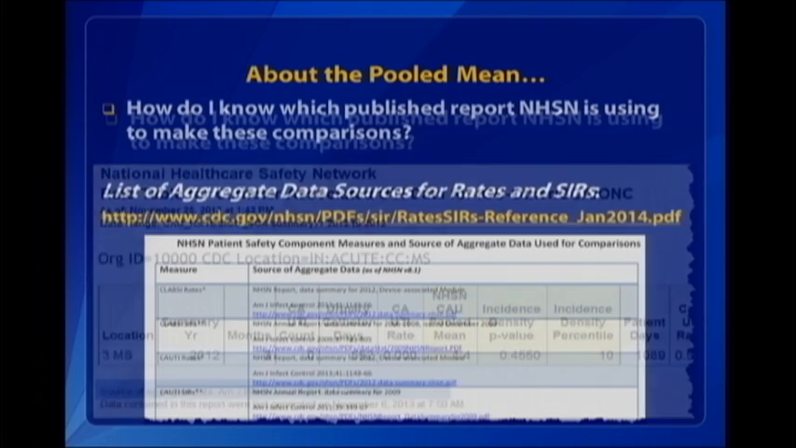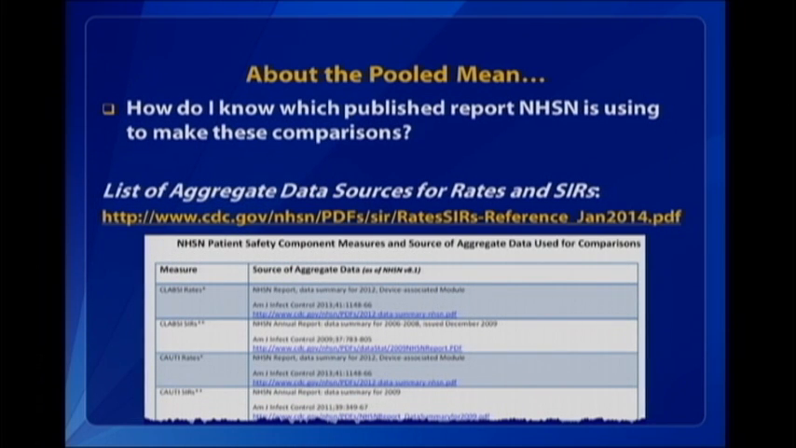But also, on our website, we have a list of aggregate data sources for the rates and the SIRs, and each one of those links up to the report that we're using as a reference, okay? So this is available on the Patient Safety Analysis Resources website. I believe it's towards the bottom. The direct link is here. And we update this anytime we have to update the aggregate data in NHSN, which right now is happening just for rates. So every year we will update this document.